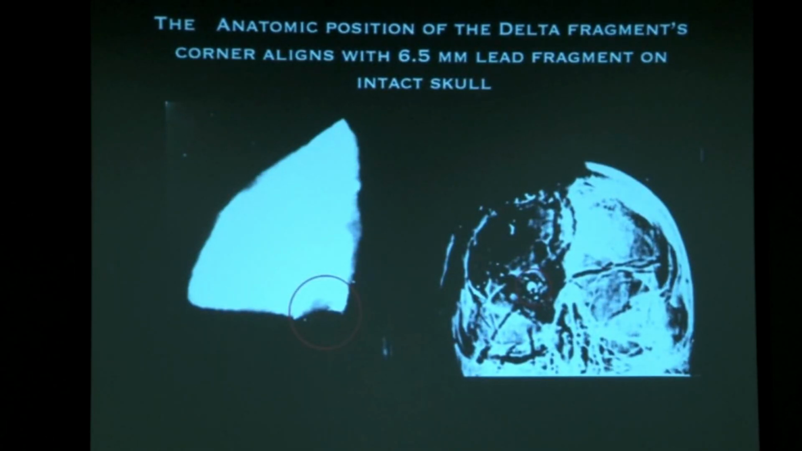In its correct orientation, the metallic particles in the one corner match up with the 6.5 millimeter lead fragment seen on the autopsy x-rays. This corner of the delta fragment has a nearly 90-degree angle, and the fractures at the top rear of the head form a 90-degree angle as well. It should be noted that the anterior margin of the delta fragment is convex. This is the anterior margin, this is the corner, and this would have come up over. You cannot see curvature on this two-dimensional photograph.